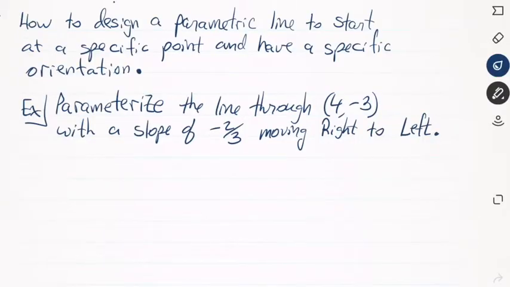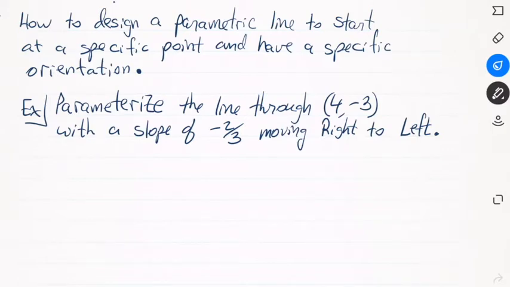Here I want to show you how to design a parametric line to start at a specific point and move in a different specific orientation. So generally the way I start these things is I always have them have a left to right orientation, and then it's really easy to flip it around. So we have here, I want to parameterize the line through the point (4, -3) and have a slope of -2 over 3, and it's moving backwards, right to left.